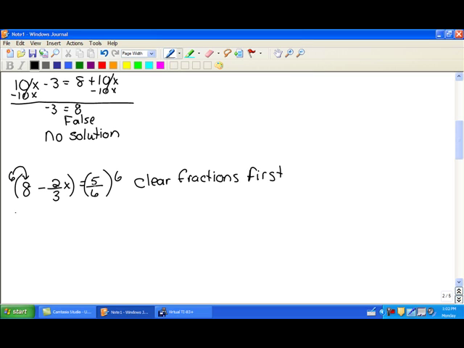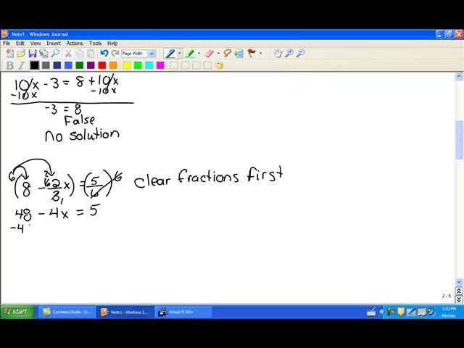Left-hand side, we did the distributive property. 6 times 8 is going to be 48. If we multiply 6 times this negative 2/3, notice we can cross cancel. We have a negative 2 times 2x, or a negative 4x. And on the right-hand side, the 6's will totally cancel out the fraction, leaving us with just 5.